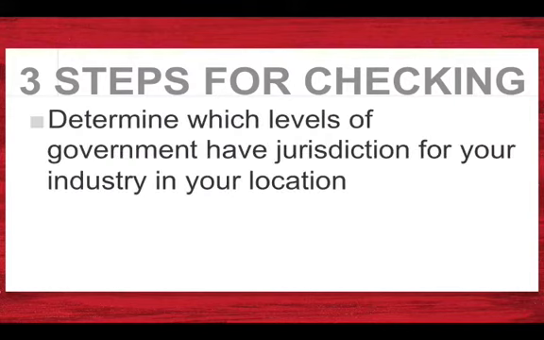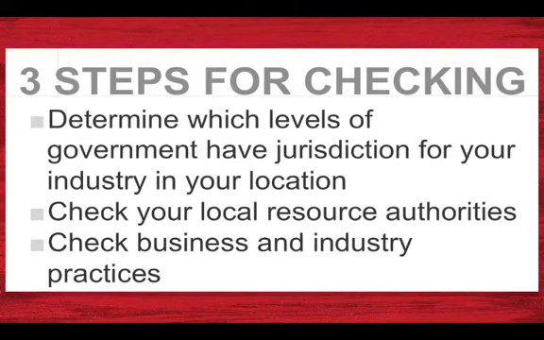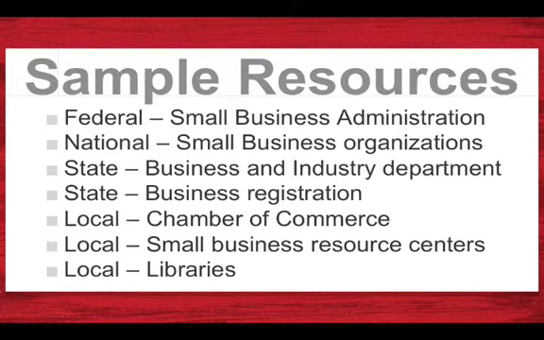Determine which levels of government have jurisdiction for your industry or location, and then check with your local resource authorities and check for business or industry official practices. Some examples of resources in your area, which may have different but similar names, include a federal level small business administration or department, national small business organizations, state business and industry departments, state business registration, local chambers of commerce, local small business resource centers, and local libraries.